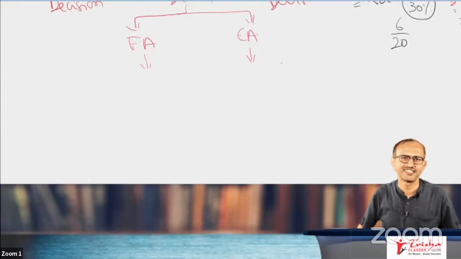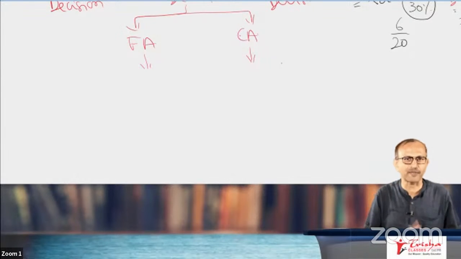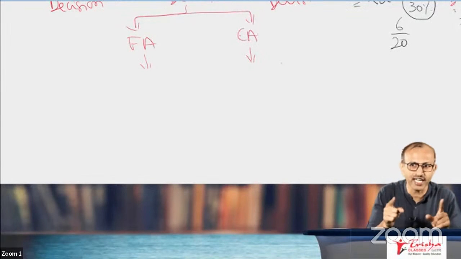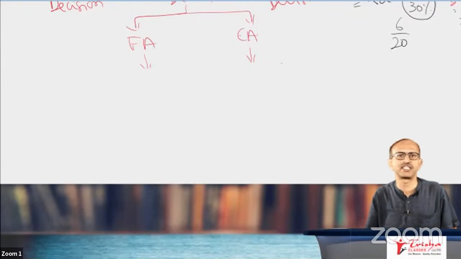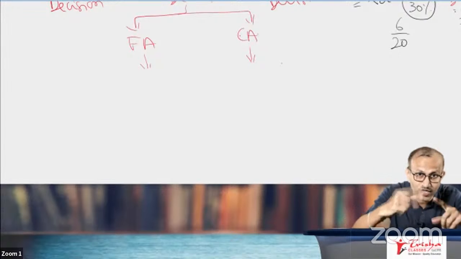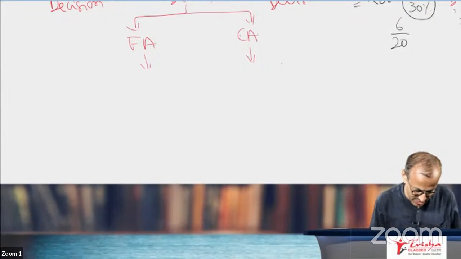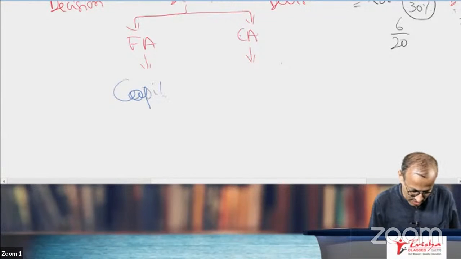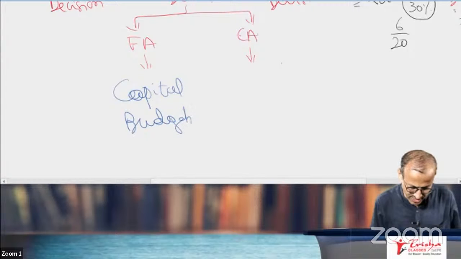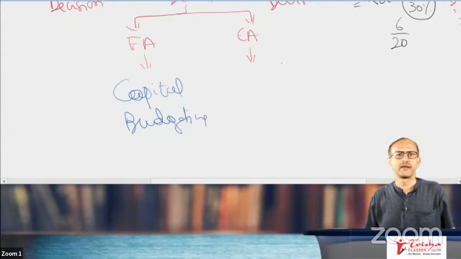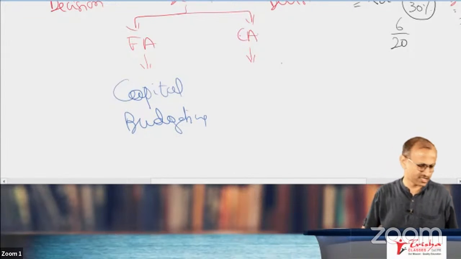Student, it is important to manage your capital expenditure. It is important to plan your capital expenditure. It is important to budget your capital expenditure. We call this capital budgeting. What do we call it? Capital budgeting. It is basically planning capital expenditure.